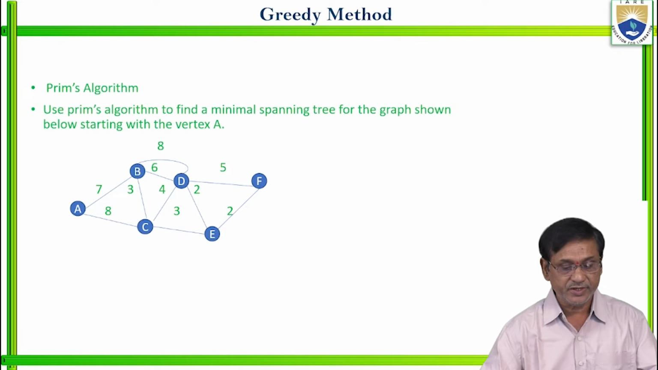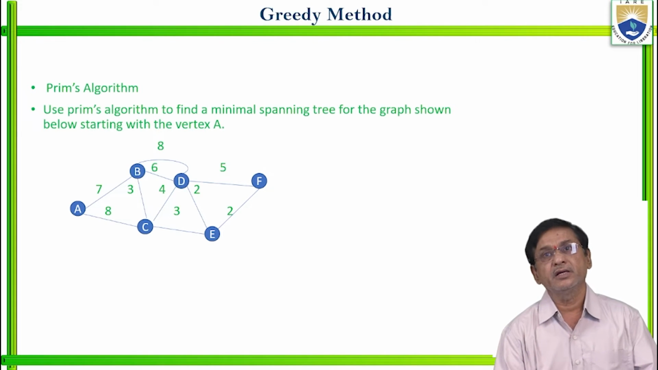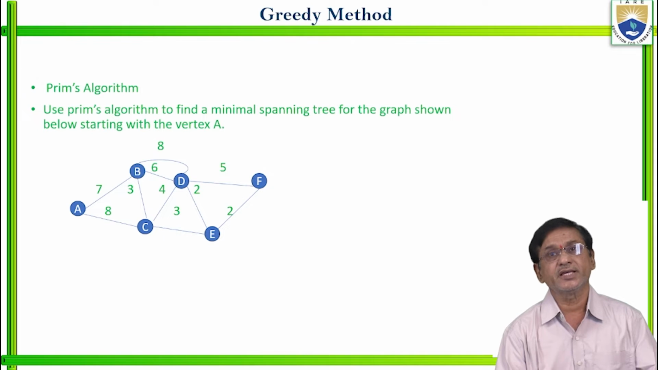Now, consider this problem. Use Prim's algorithm to find a minimal spanning tree for the graph shown below, starting with the vertex A. So, in this, first we have to remove all the loops or parallel edges. That is the first step. Then the next step is we can consider any vertex as the starting vertex, but in this case consider the vertex A as the starting vertex.